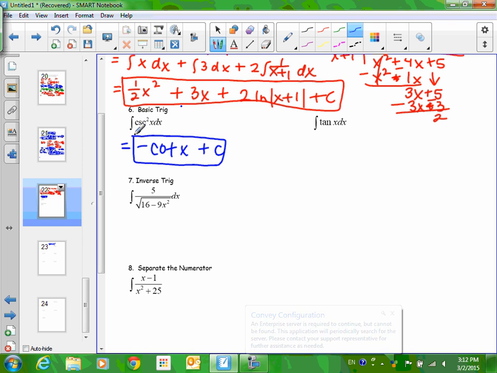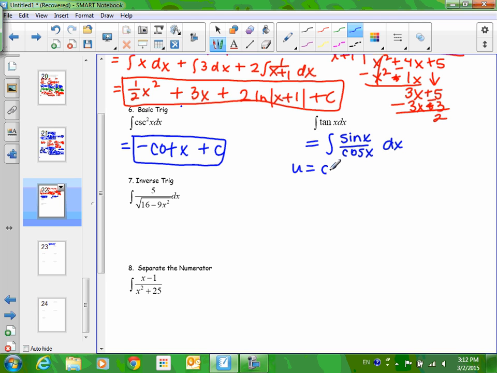Now, were there any where the derivative was tangent x? No. So what we need to do here is rewrite this just using the basic identity of what tangent is. And then from here we need to do u substitution. I'm going to let u be the denominator. Hope that du is in the numerator. It is. It's all right there.